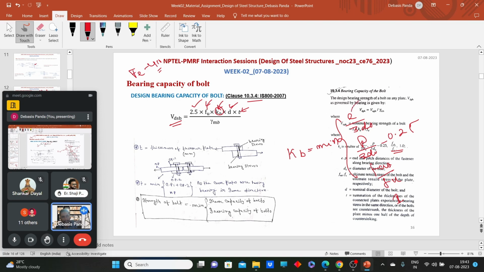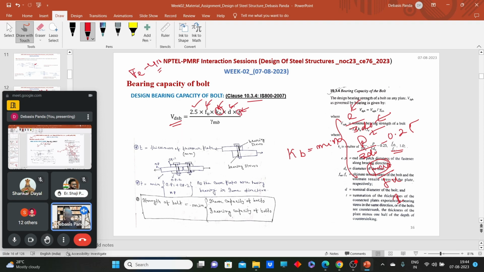So what is that e? This is the end distance. What is that d naught? This is the hole diameter of the bolt. What is that p? That is the pitch. So we have a clear understanding about the edge, pitch and all these things. Now we have fub, the ratio of the ultimate tensile strength of the bolt to the ultimate tensile strength of the plate, and 1. In this way, we can calculate the value of kb. Now what is the t? T.